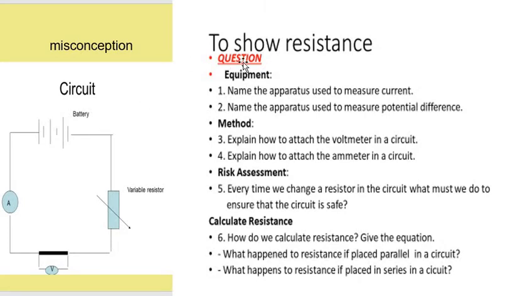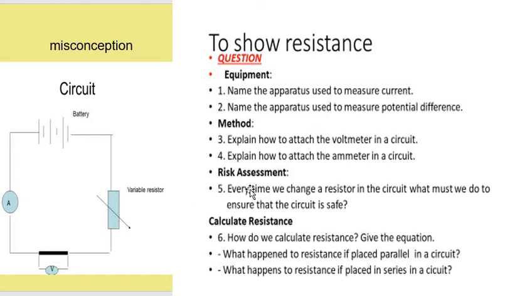Right, you should have been able to finish this. Name the apparatus used to measure current. It's an ammeter. You can mark that in your book now. Apparatus used to measure potential difference, the voltmeter. Number 3, explain how to attach the voltmeter in a circuit. The voltmeter is always parallel to the resistor. Parallel.